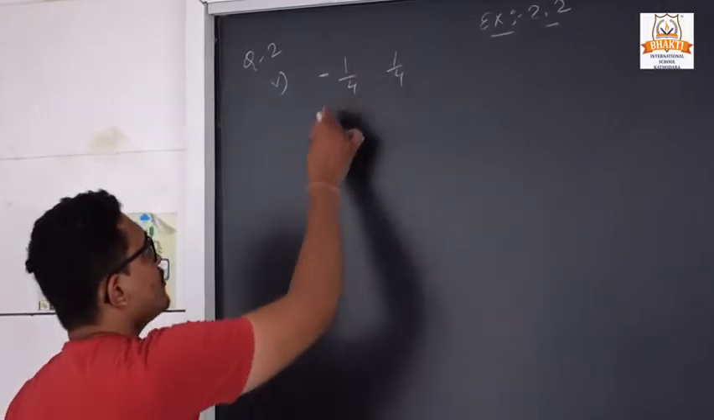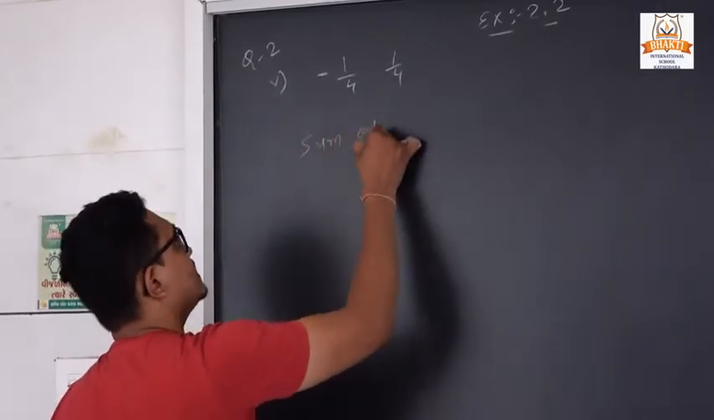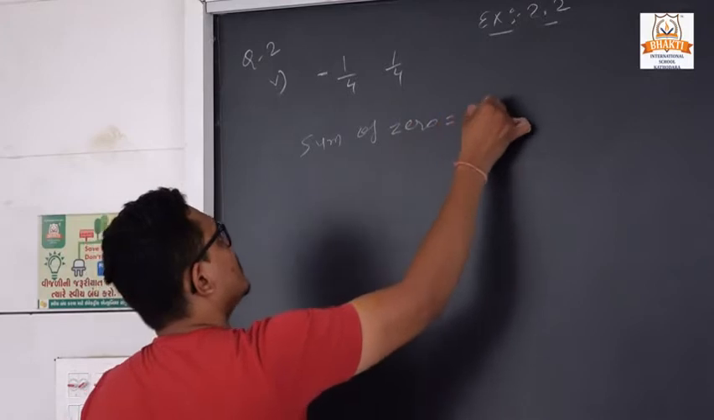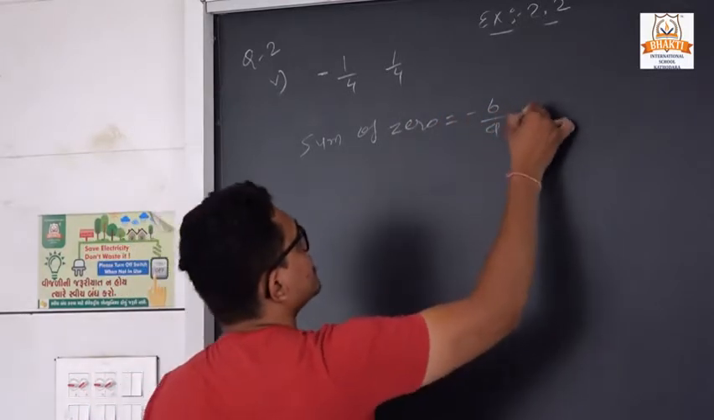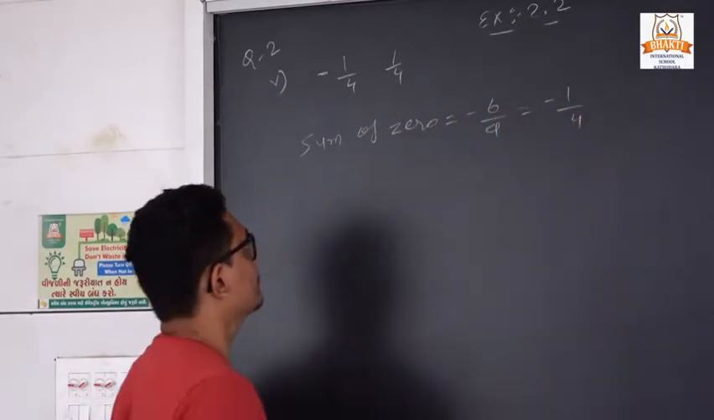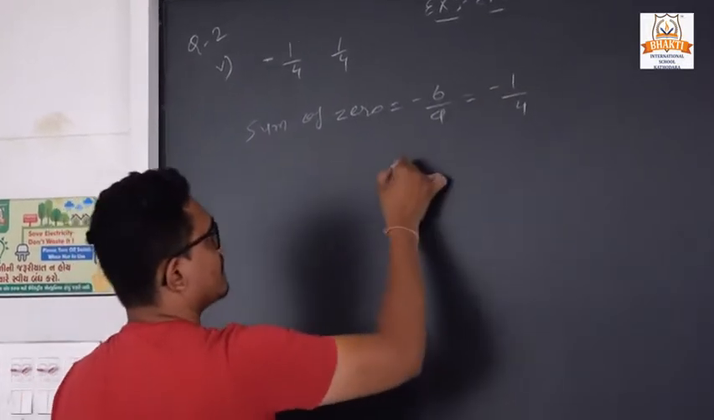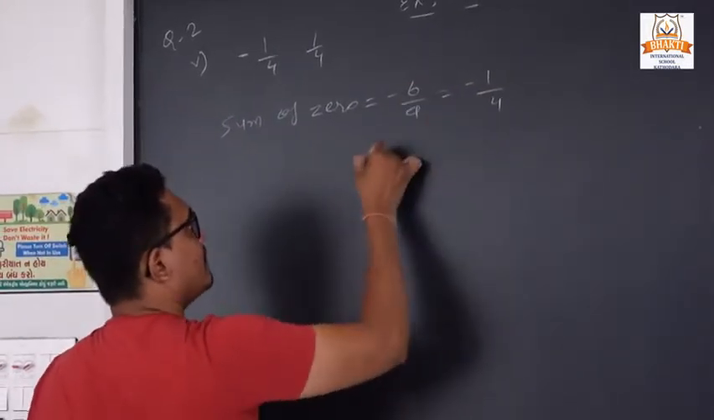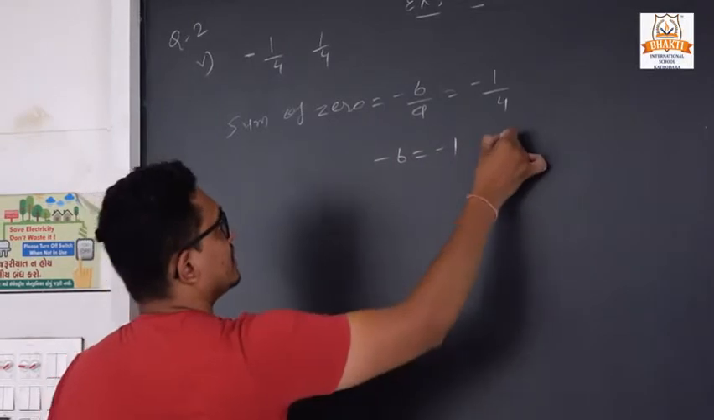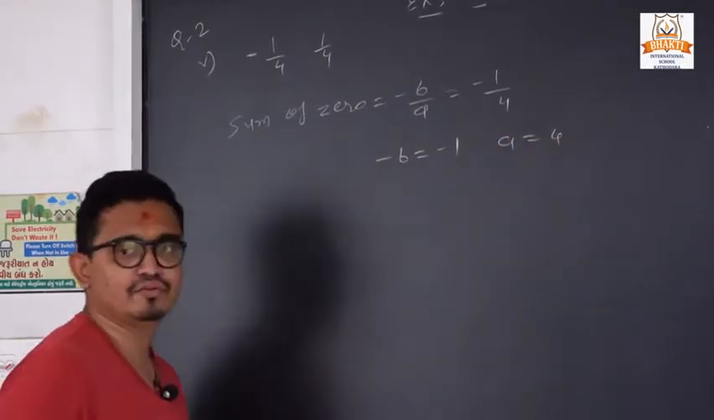So here the sum of zeros is given. So we can write sum of zeros is equal to minus b by a, which is equal to minus 1 by 4. So now we will compare. So minus b is equal to minus 1 and a is equal to 4.